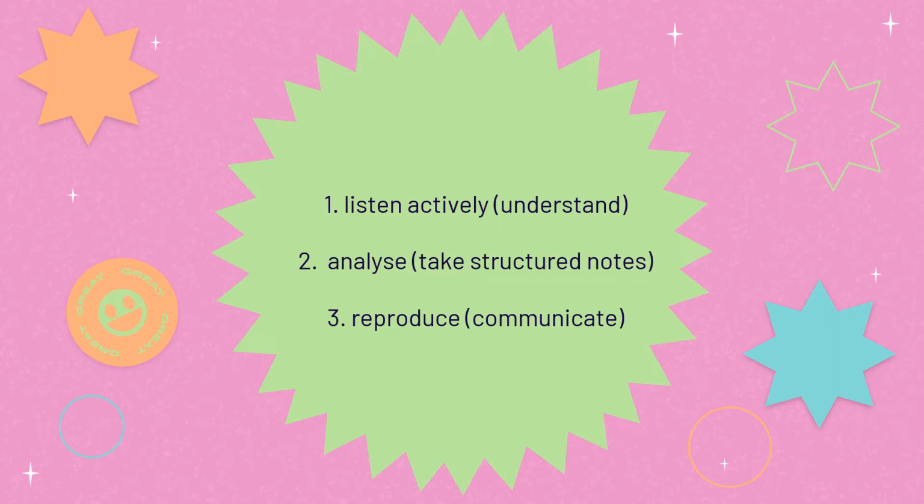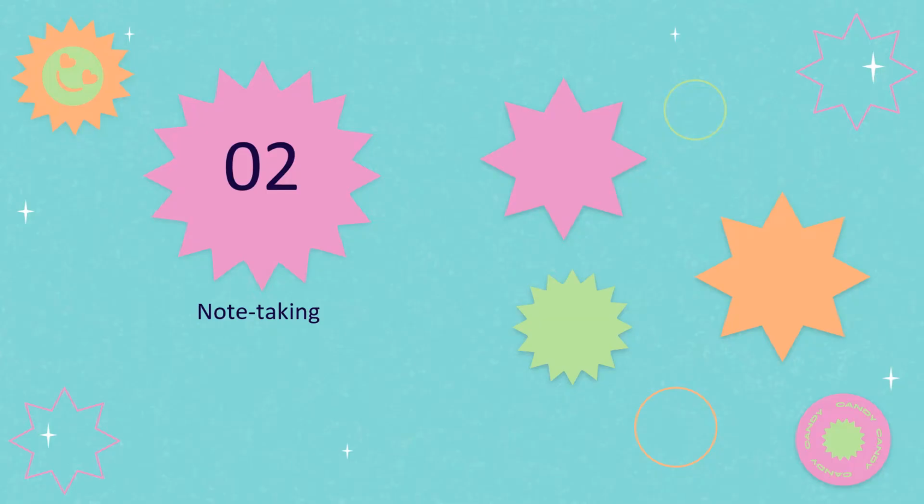When doing consecutive interpreting, there are 3 main actions, which are: first, listen actively; second, analyze; and finally, reproduce. Note-taking is part of the second phase of analyze. When the source text is listened to and analyzed, the interpreter is taking notes and writing down the most important information. Memory plays an important role in interpreting. However, it is obviously not possible to remember and recall 5 minutes of text.